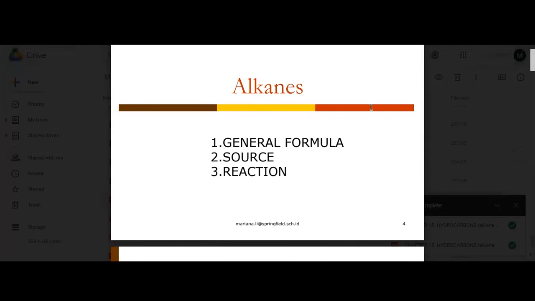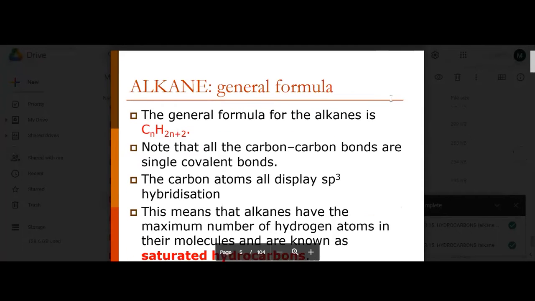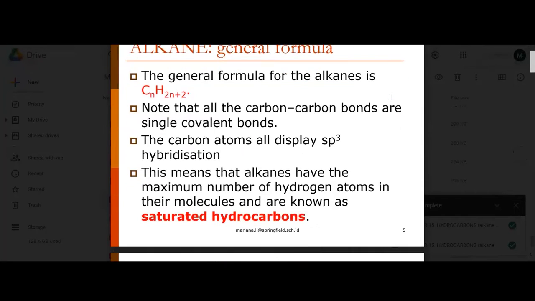To understand more about alkanes, we will learn about the general formula, the source, and the reactions of alkanes. The general formula of alkanes, as you know, is CnH2n+2. So all alkanes should follow this rule. For example, if we have one C, the formula for alkanes is CH4. We know it as methane, ethane, etc.